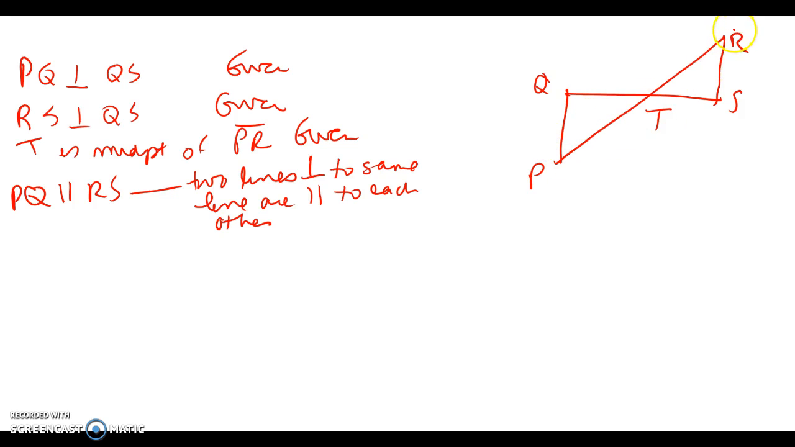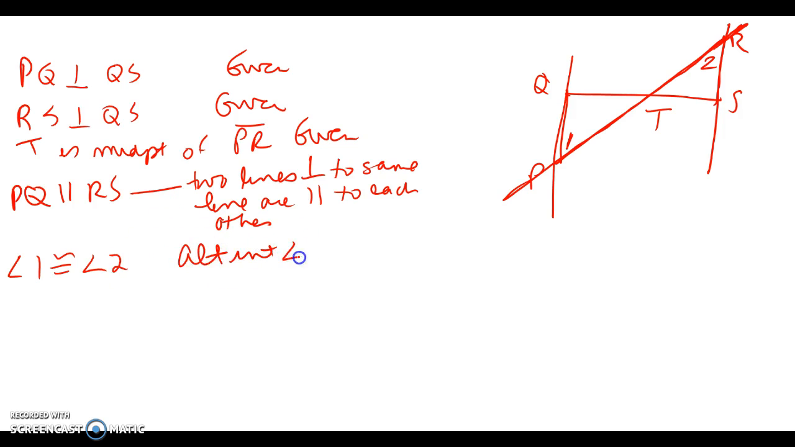Alright. Therefore, we know, I'm going to call this a transversal along those parallel lines, right? That means angle 1 and angle 2, here's the parallel lines, okay? Angle 1 is congruent to angle 2 because alternate interior angles are congruent. Well, guess what? We can say the same thing about 3 and 4.